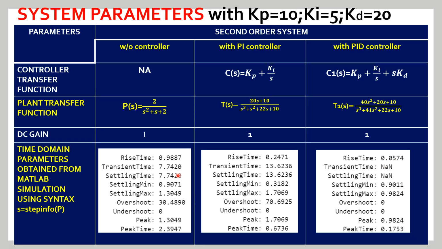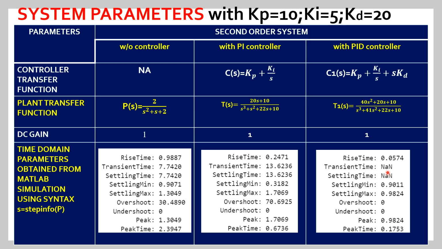What is my settling time? What is my overshoot? Here overshoot is 30%. Here overshoot is 70%. Why is overshoot increased? Because of the introduction of zeros. With 20s plus 10, the 0 was introduced. Here there is no 0 without controller. With the controller, a 0 is introduced. So overshoot has increased. What about the overshoot with the PID controller? Overshoot is 0. What is my settling time? My settling time value is not a number.